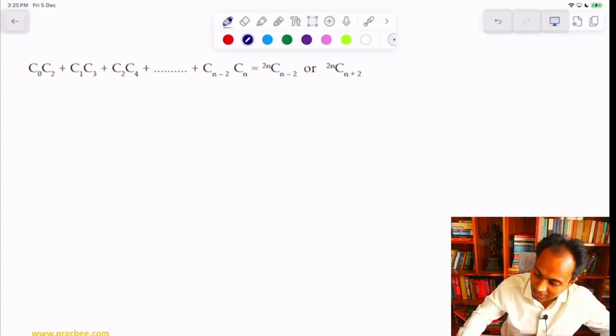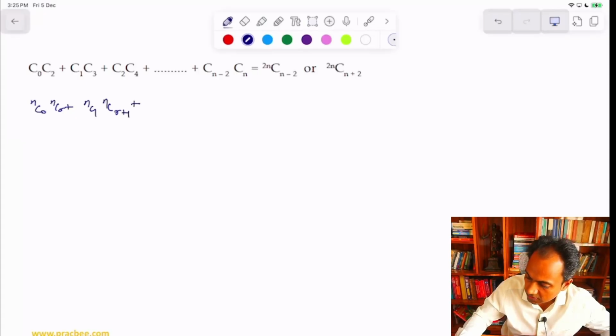So let me write my standard result, it becomes nc0, ncr, nc1, ncr plus 1, because the difference is the same. So 2, 2, 2, that is happening. So that is the reason this result is getting used. So the answer is 2ncn minus r.